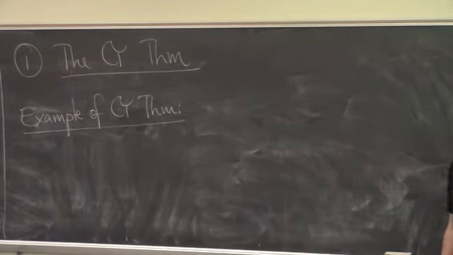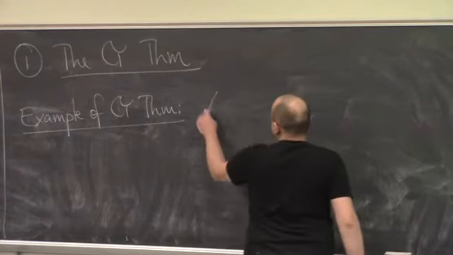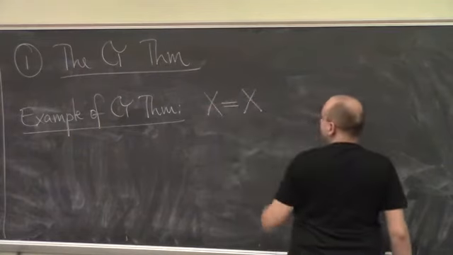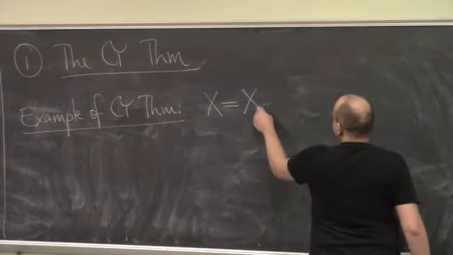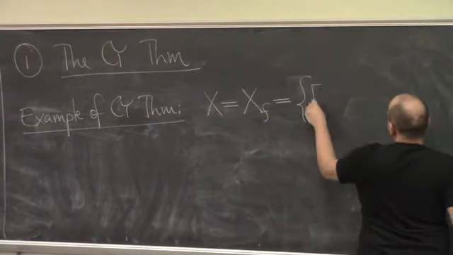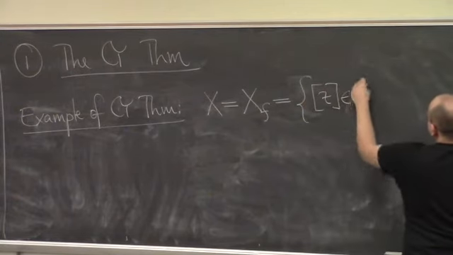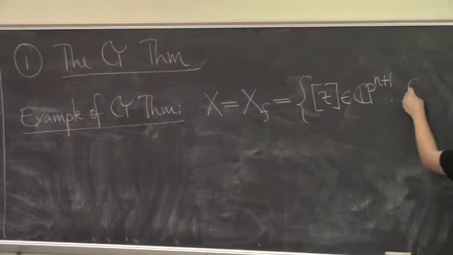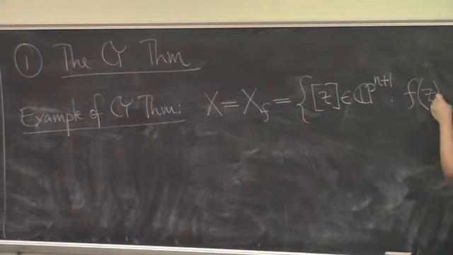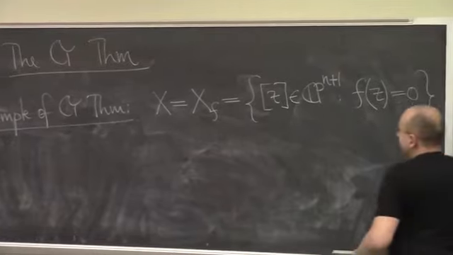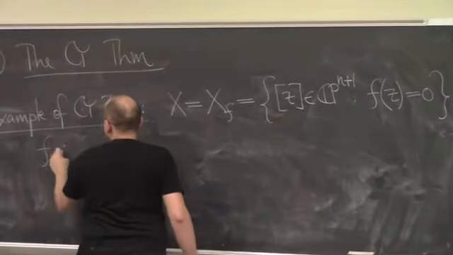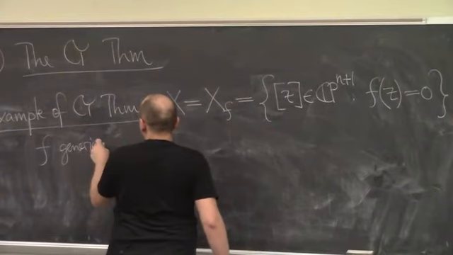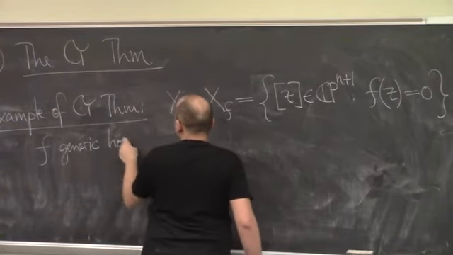What's the easiest possible example of a complex manifold? It's a projective variety, even a hypersurface in projective space. I'm going to say that X is the zero locus of one complex homogeneous polynomial F. So this is all points in CP^(n+1) such that F(z) is equal to 0, where F is a generic homogeneous complex polynomial.